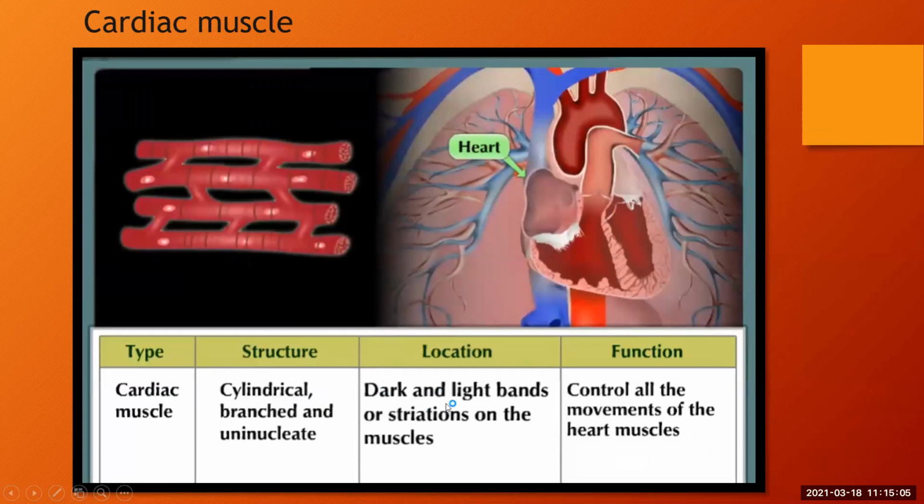Location: dark and light bands or striations on the muscles. You can see light and dark bands on these muscles. And the function is to control all the movements of the heart muscles. It controls the movement of the heart muscles. Now let's see the video for it.